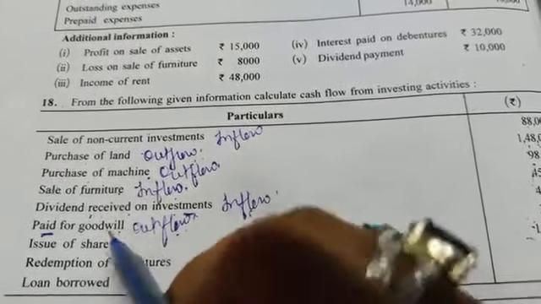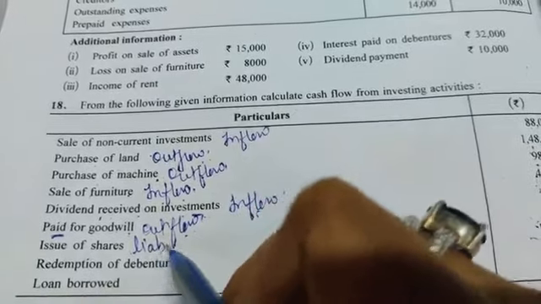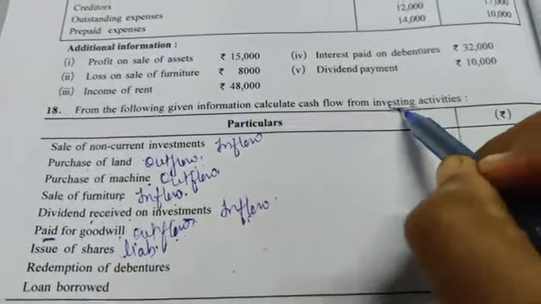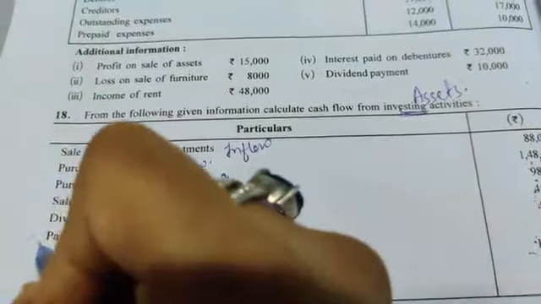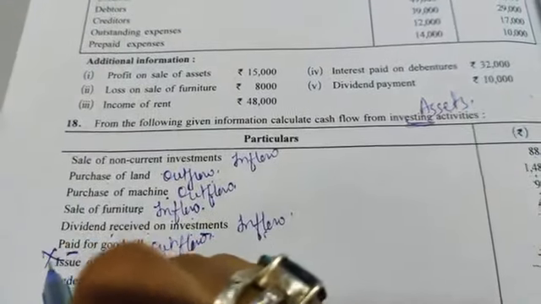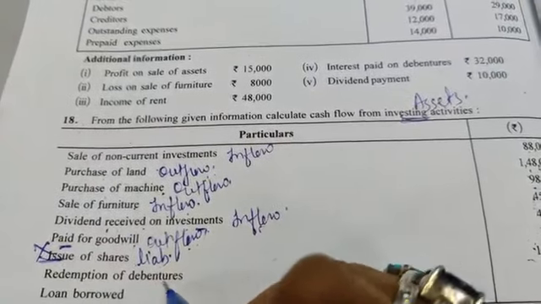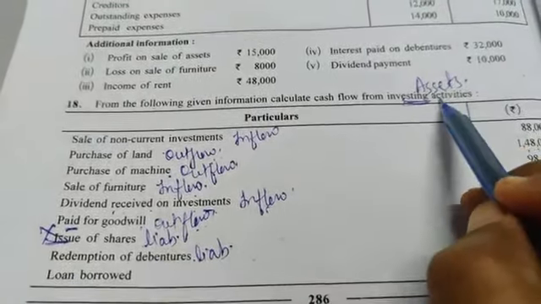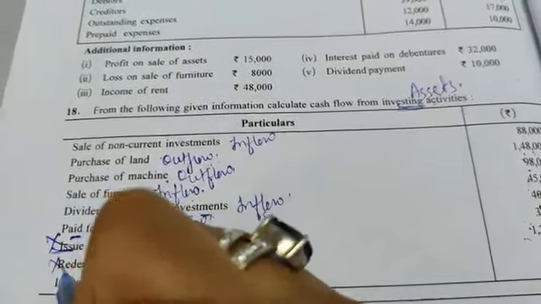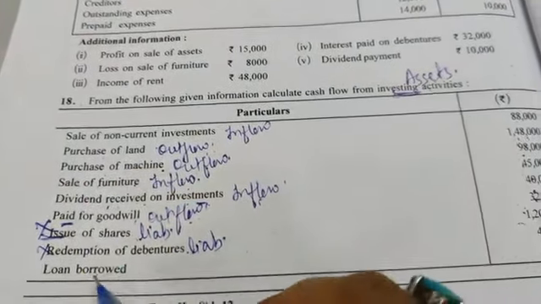See, this is your liability. And here in investing activity we are only concerned with assets. So this won't be recorded. That is issue of shares. Same way, redemption of debenture. Debenture is again a liability, and for liability we are not going to see here in investing activity, so we are least concerned with this.